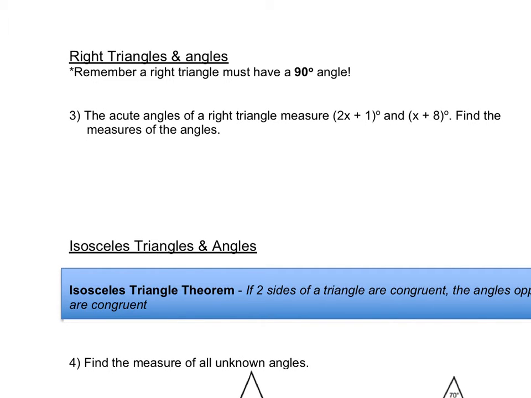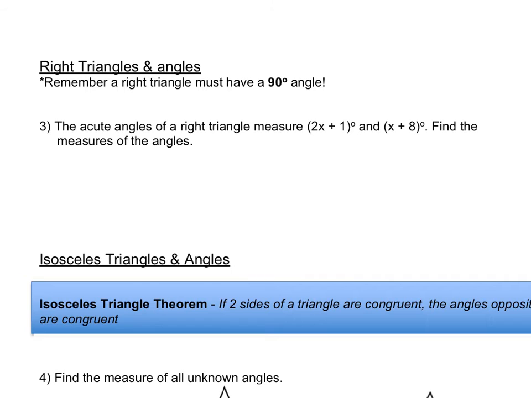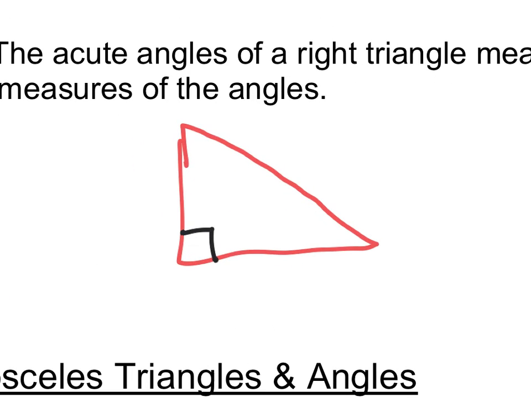The acute angles of a right triangle measure 2x plus 1 degrees and x plus 8 degrees. Find the measure of the angle. So the first thing we're going to do is draw a right triangle. Again, Mr. O'Sullivan is not an artist. And we have a 90-degree angle right here. I'm going to put my 2x plus 1 and my x plus 8 in.